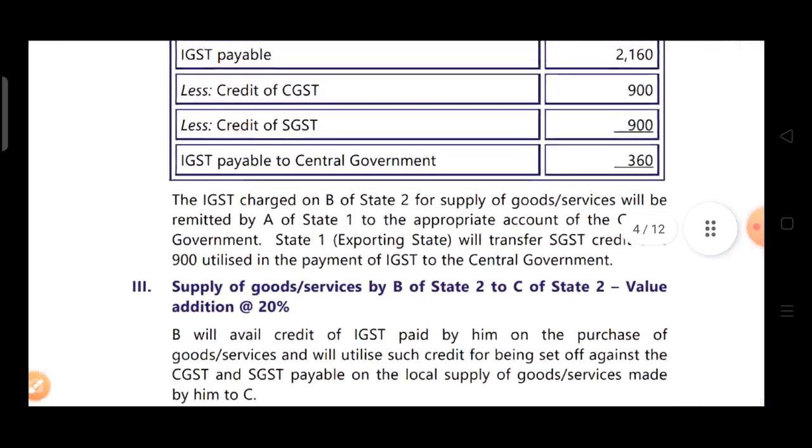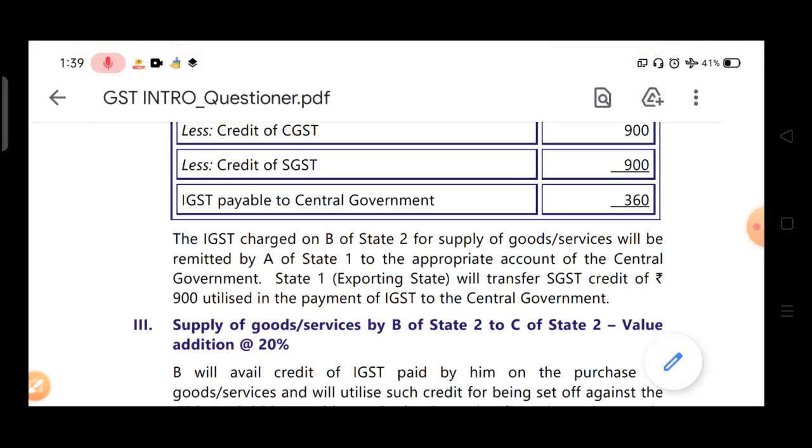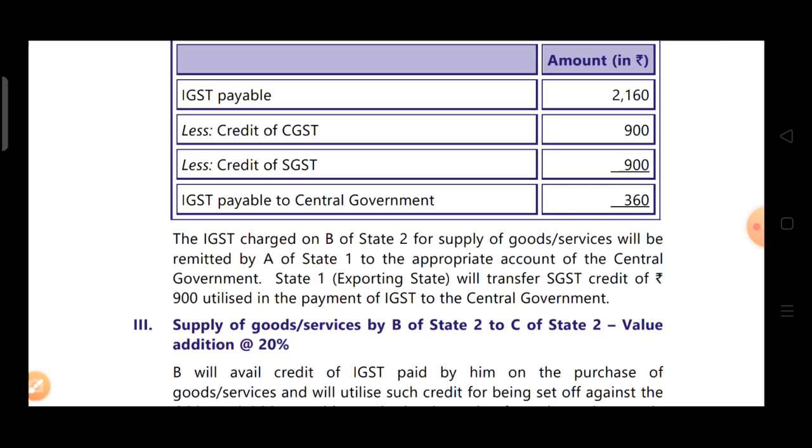Now in this case, as we have done the adjustments, see state 1, that is the exporting state. State 1 is the exporting state and state 2 is the importing state. So state 1, the exporting state, will transfer SGST credit of 900 utilized in the payment of IGST to the central government account. As we have utilized the SGST credit of 900, this credit will be transferred to the central government account. Okay.